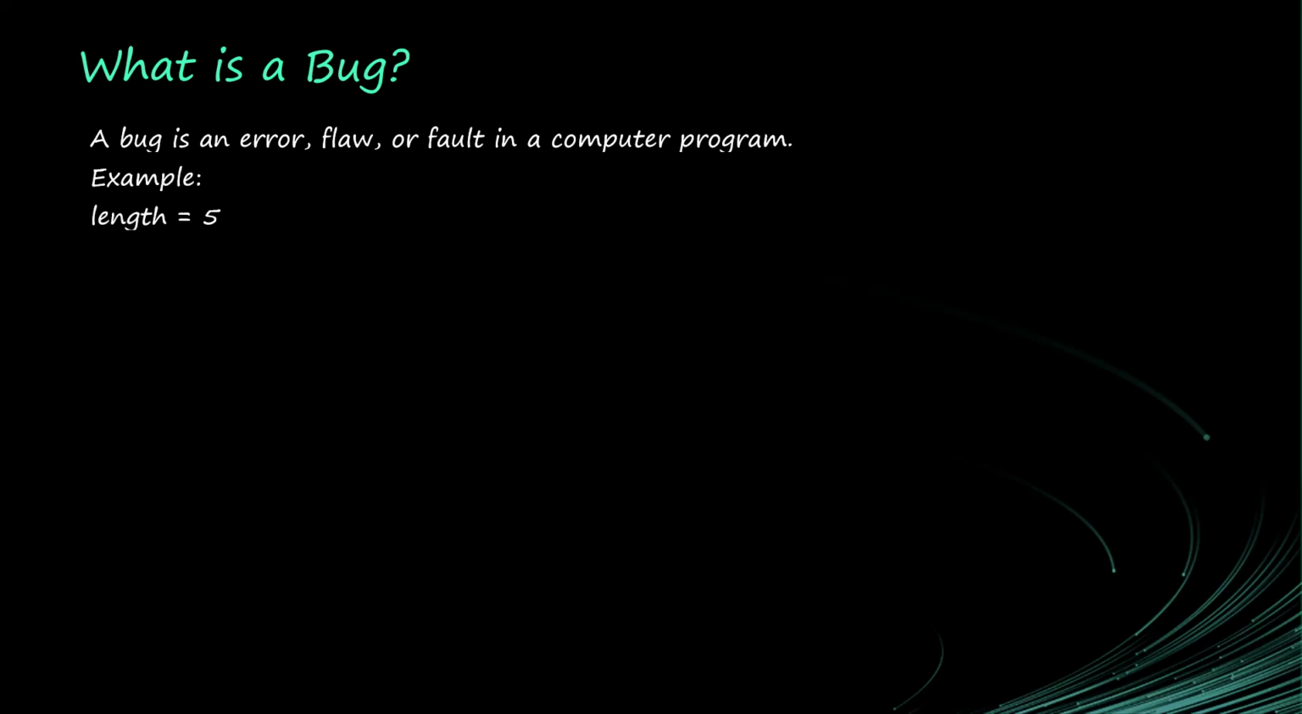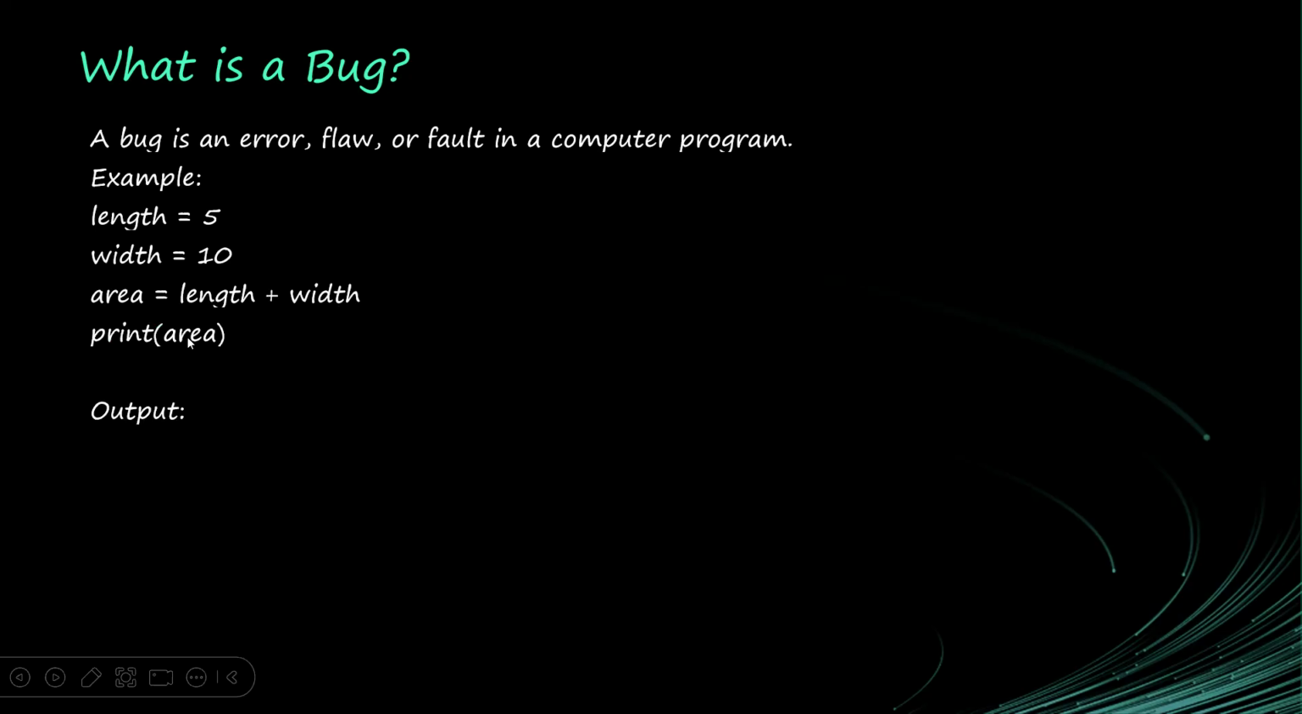So look at the bug we have here. We are trying to calculate the area of this. And instead of doing length multiplied by width, we are doing addition here. So this is a logical error and is a bug. Our program is not going to work as expected. When you print this area, you're going to get 15. Meanwhile, you're supposed to get 50. The output is 15, but what you expected is 50. So this is a bug.